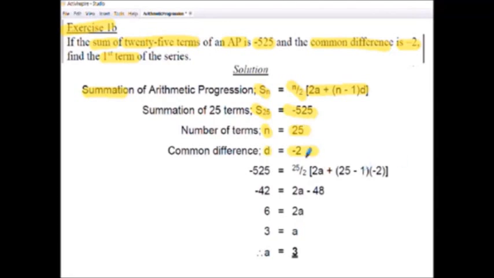So putting the terms into the equation, on the left hand side the S25 is minus 525, on the right hand side n divided by 2, 25 divided by 2, in brackets 2 times the a plus the n minus 1, n is 25, take away 1 times the common difference, which is minus 2. From there on in it's basic arithmetic. I'll let you look at the arithmetic, try and follow that through, but you should find that a is equal to 3. So the first term in the series is equal to 3.